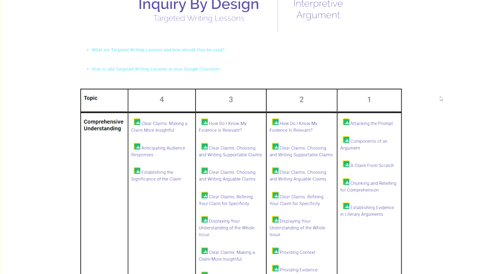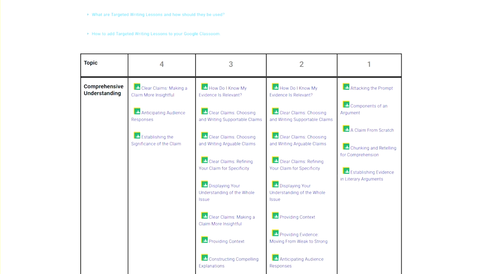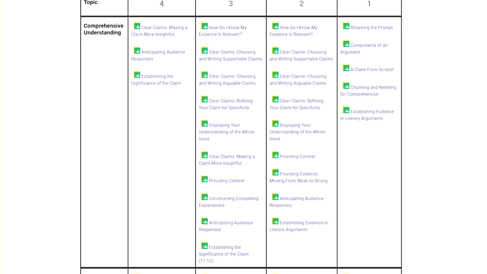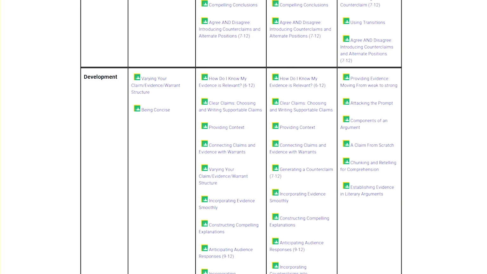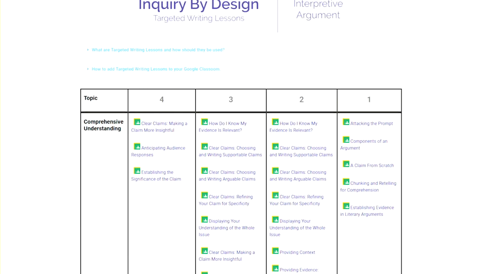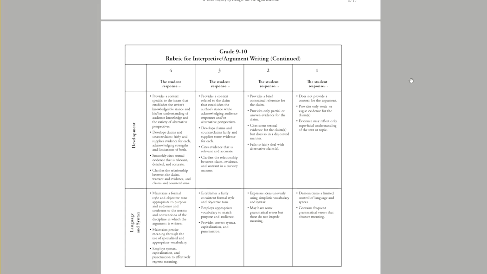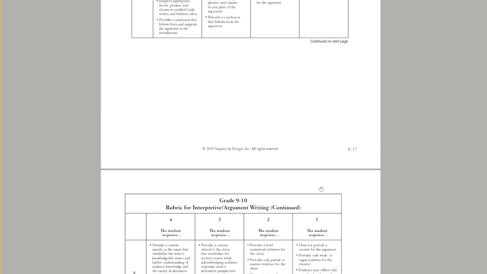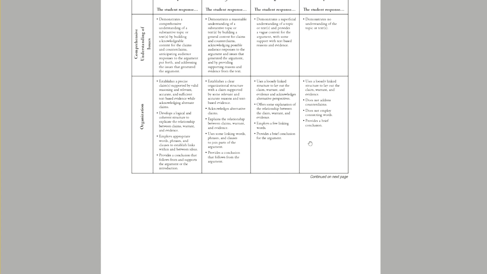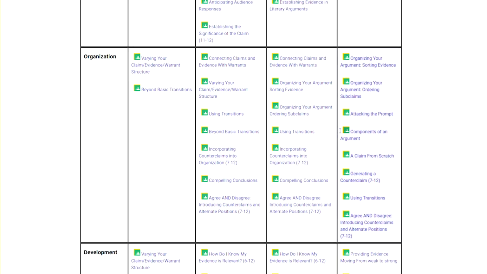So the next question I want to make sure we address is, how do we choose lessons appropriate for our students? And you'll notice on here that the targeted writing lessons are laid out in a grid that corresponds to the Inquiry by Design writing rubric. That gives us one easy tool to reference as we think about what our students' needs are. So if we're scoring student work and we're noticing that perhaps many of our students have some needs showing up in their organization, we might start looking at targeted writing resources that are in that organization row.